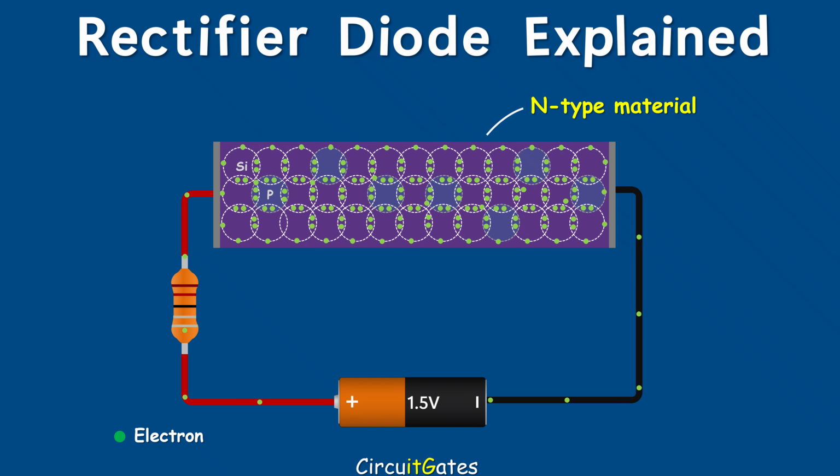In the n-type material, free electrons which are a result of doping are the ones that cause conduction. They are called the majority charge carriers in the n-type material.